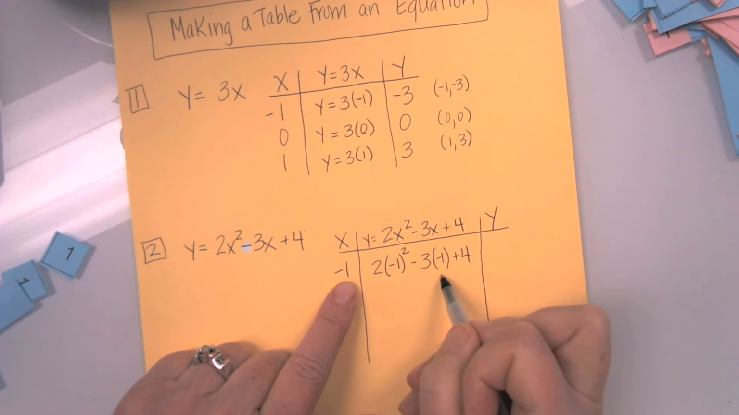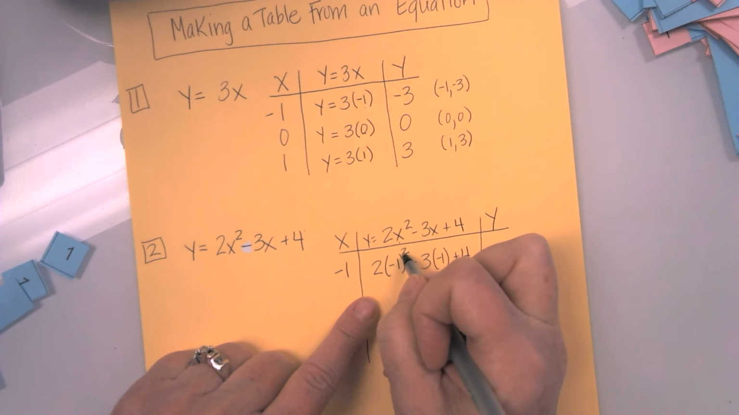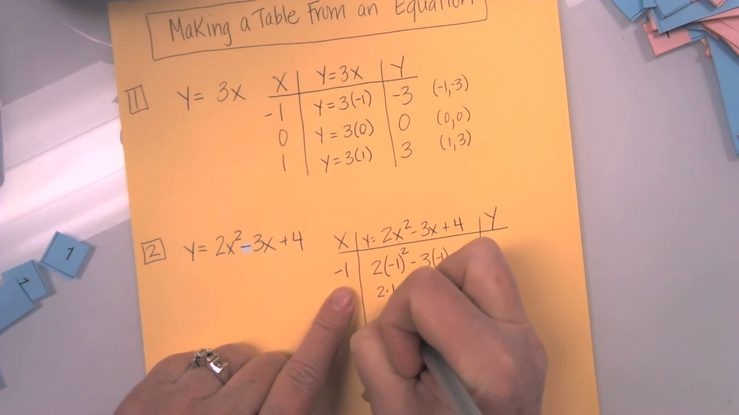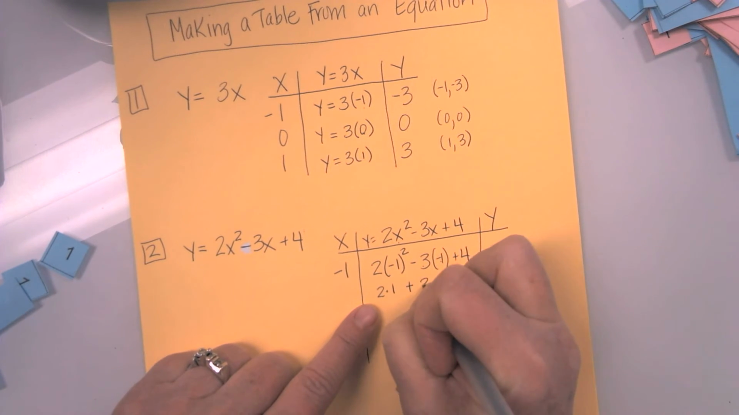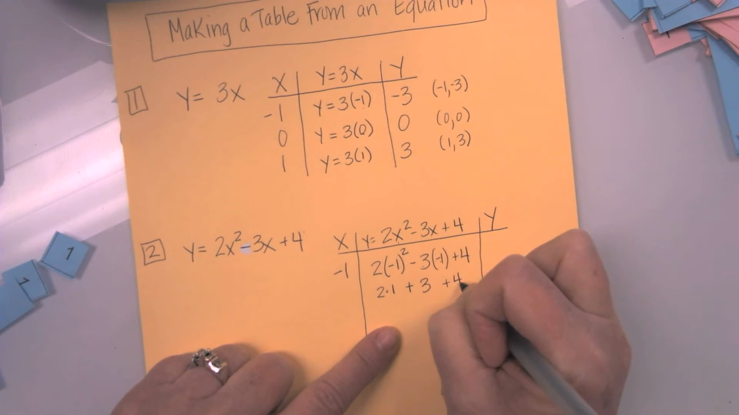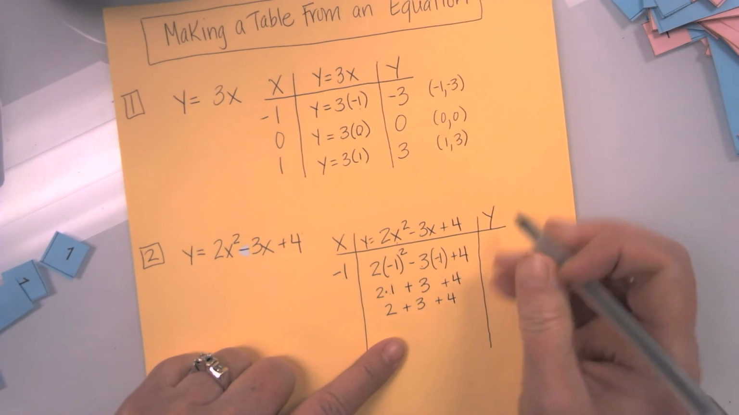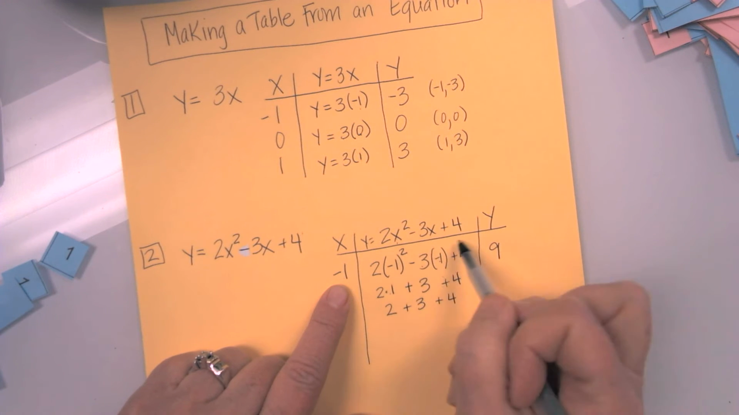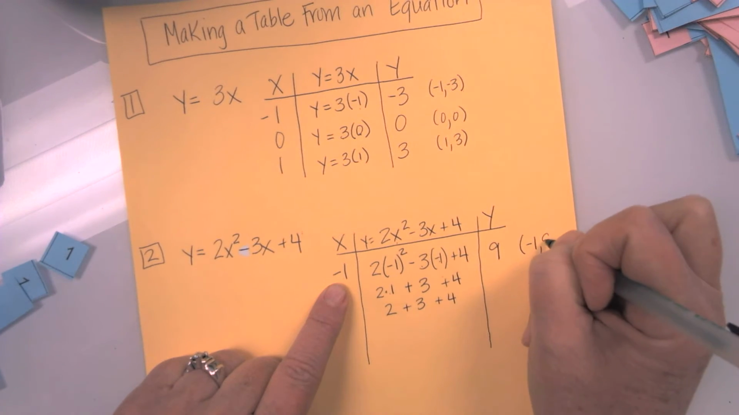Now this one requires a little bit more work. Remember to use our order of operations. If you need help, there's a poster up on the wall. Now, -1 squared is -1 times -1, which is a positive 1. So now I have 2 times 1. Then I have a -3 times a -1, which ends up being a positive 3 and a positive 4. So 2 times 1 is 2, plus 3 is 5, plus 4 is 9. So if I put a -1 in for my x values, I end up with a y of 9. So I could plot this point, -1, 9.